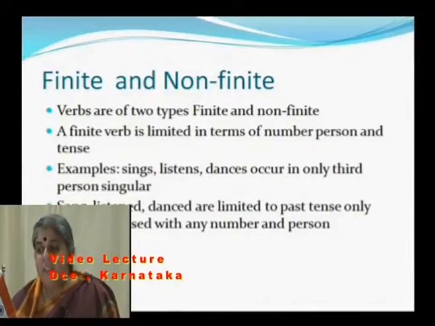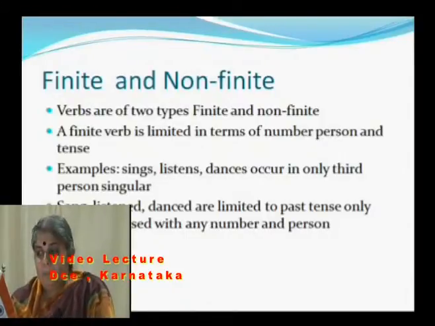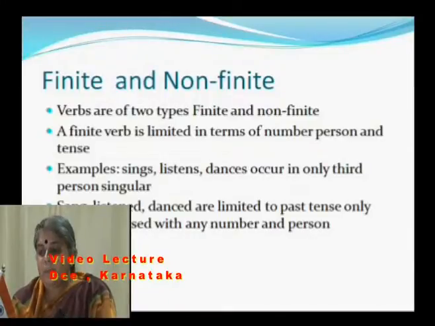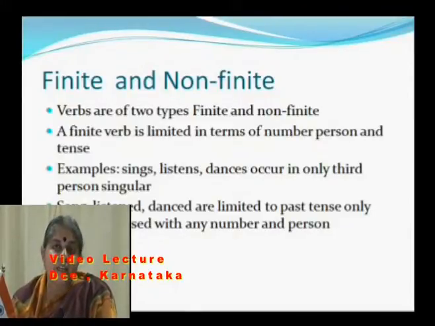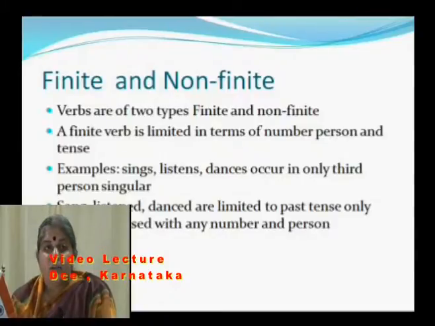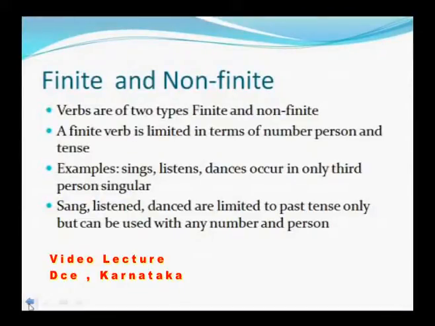Verbs are further divided into 2 types, finite and non-finite. What is a finite verb? A finite verb is limited in terms of number, person and tense. Already we have studied number, singular or plural, person, first person, second person, third person, tense. Just now we have understood 2 tenses, the past and the present.